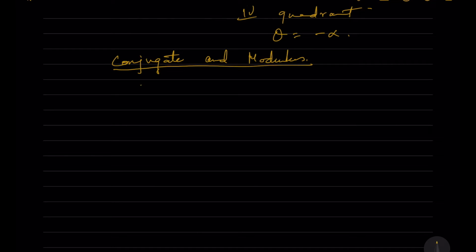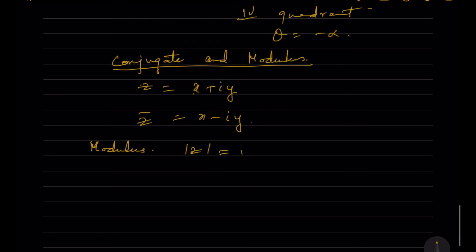Now the conjugate is represented as z bar. If you take x plus iy, the conjugate is x minus iy. That means in place of plus you are putting minus. And modulus, how do we take it? We write mod z is equal to under root of x square plus y square. This is called the modulus.